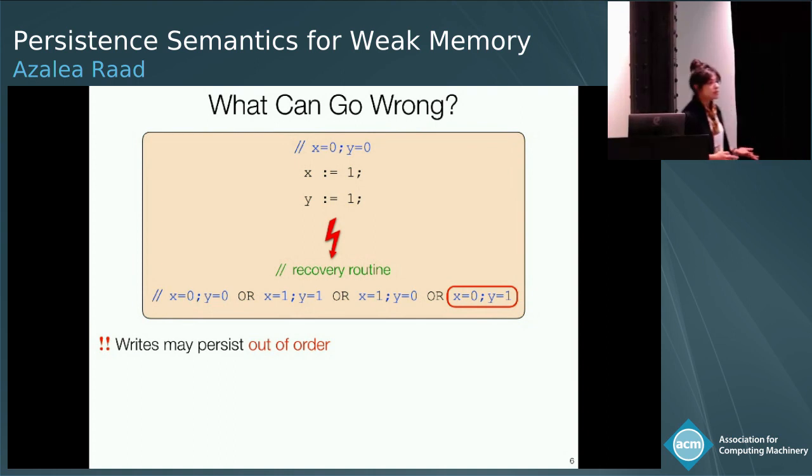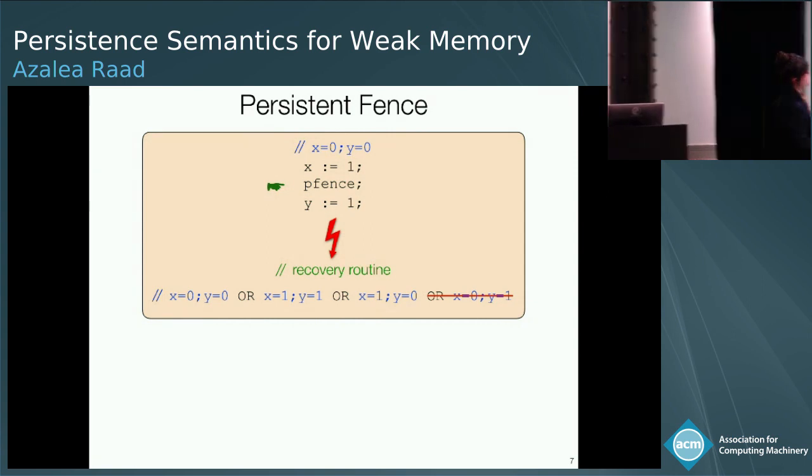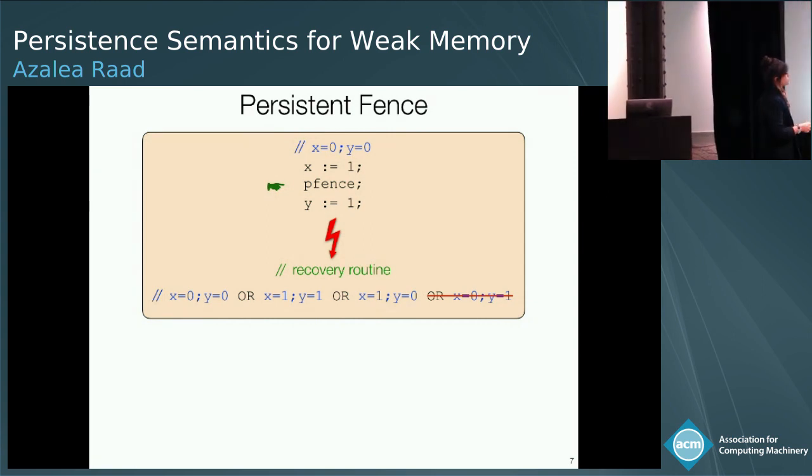So the epoch persistency's answer to this problem is this primitive instruction called the persistent fence, pfence. So essentially, if I put a persistent fence in between these two instructions, the persistent fence says all the writes prior to the fence will have to persist to memory before all the writes after it. So in this case, this pfence makes sure that the write to x is persisted before the write to y, so I'll never see this outcome of 0, 1.